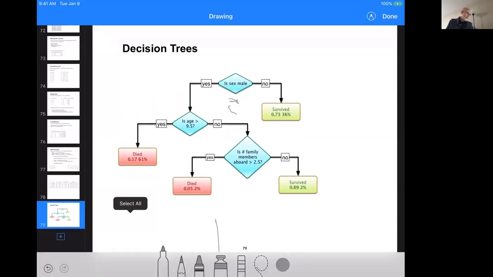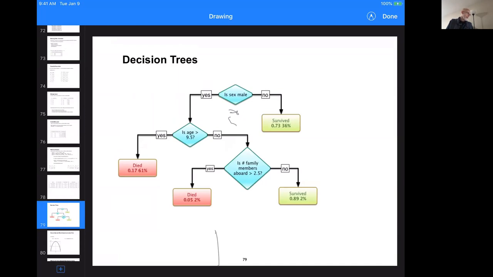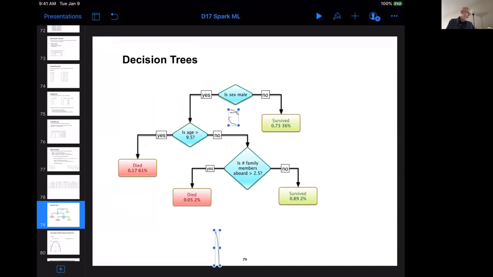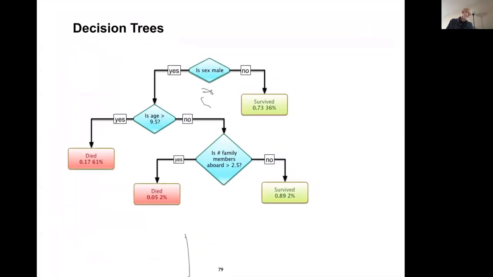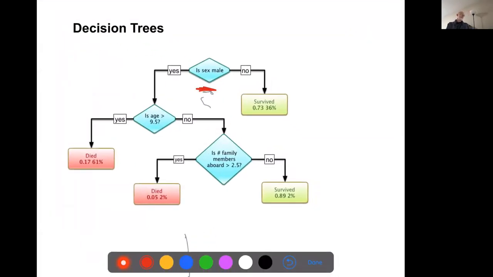So the first question they ask is, was it a male? And basically, 36% of the females survived, and that's just existing data. If they were male, then you ask how old were they, and if they're older than a certain age, basically 61% died. Why? Because they loaded all the boats with the women and children first.